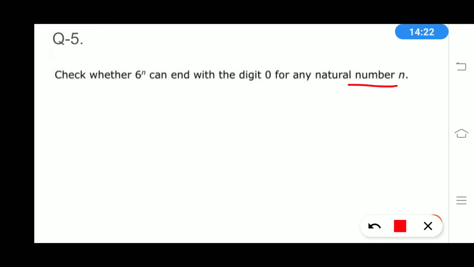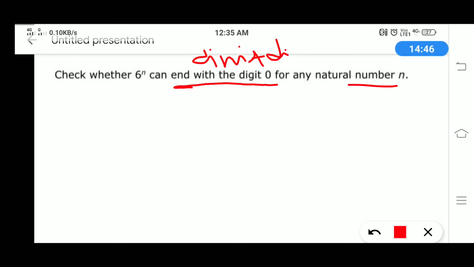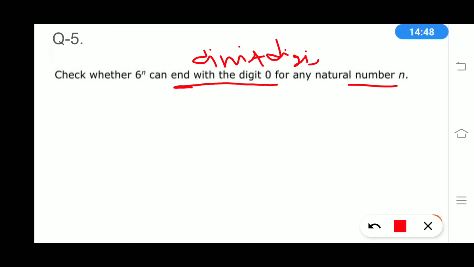So student, at first tell me, if any number ends with the digit 0, then it must be divisible by 2 and 5. Ending with the digit 0 means the unit digit is 0. The unit digit of the number is 0.